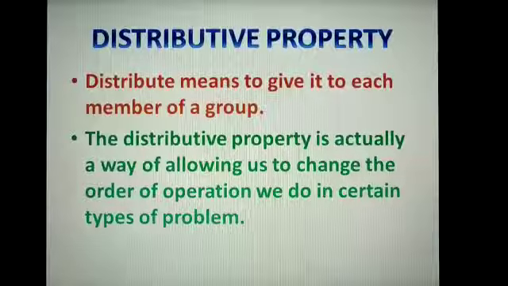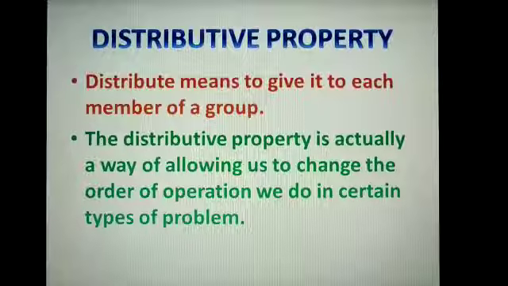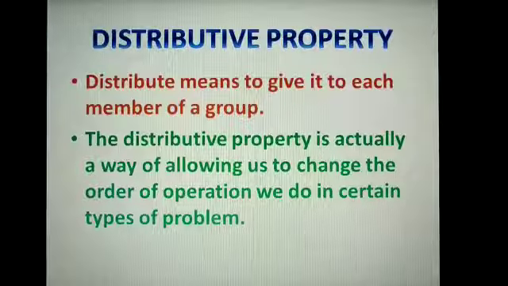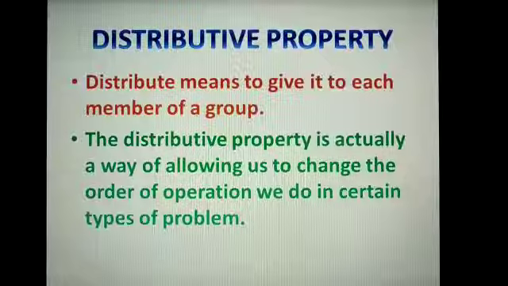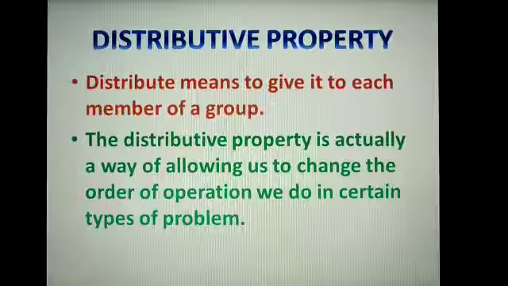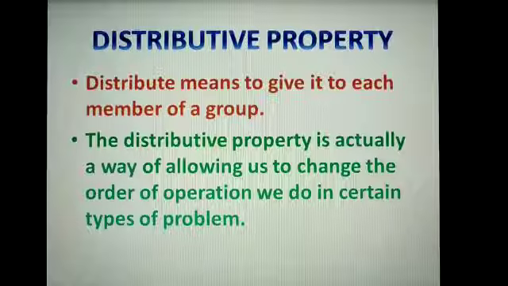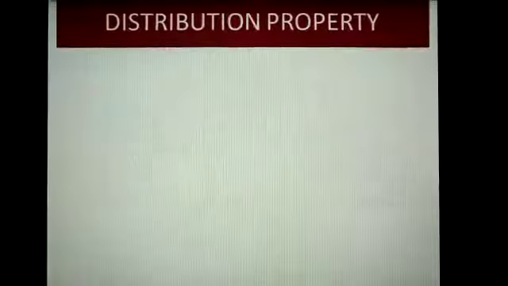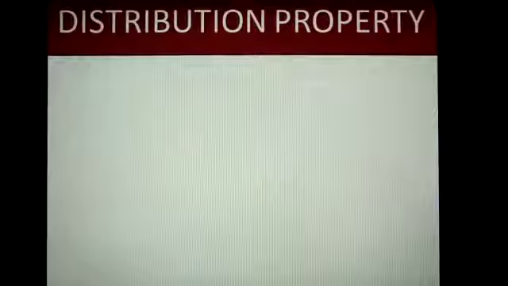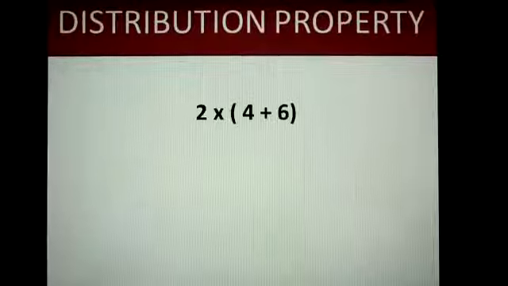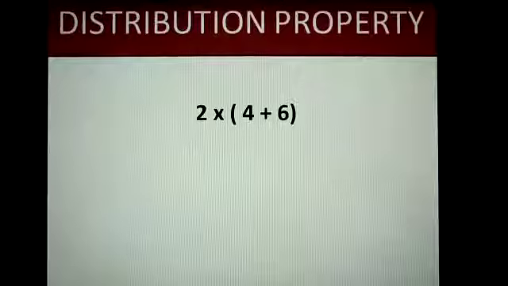The distributive property is actually a way of allowing us to change the order of operation we do in certain types of problems. To see what I mean, have a look at this simple expression: 2 times the group 4 and 6. We are going to simplify this equation in 2 different ways.